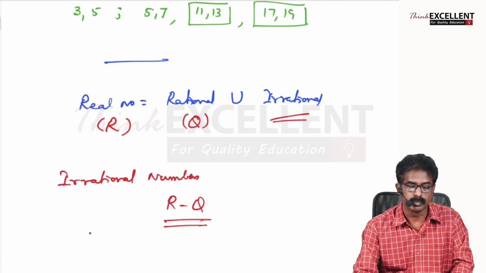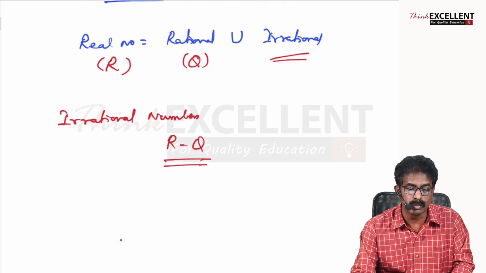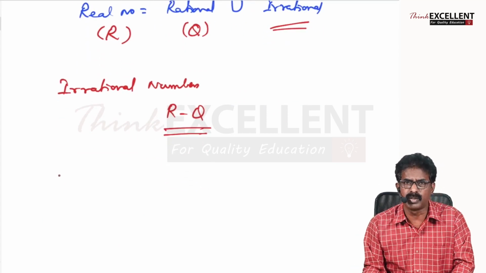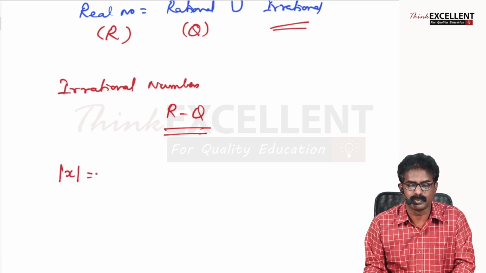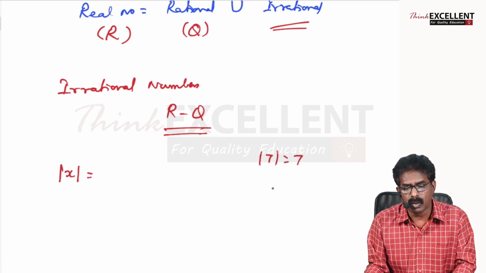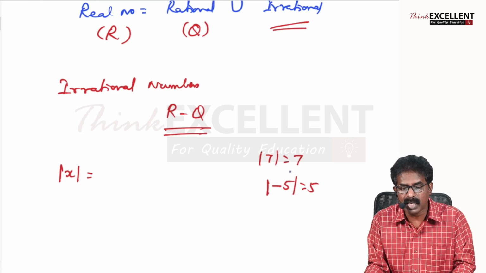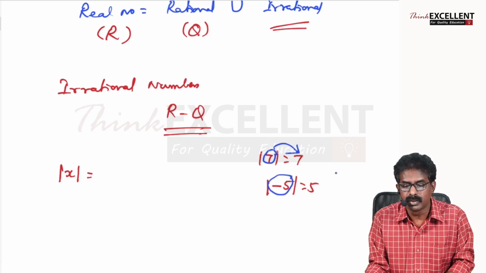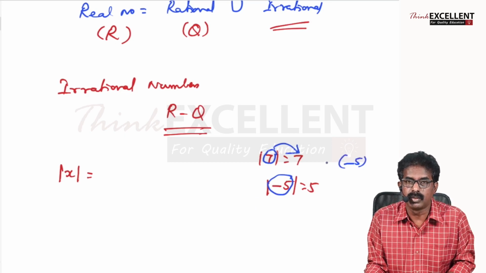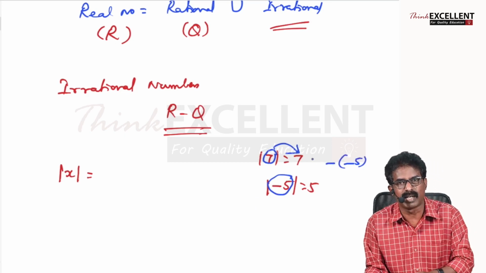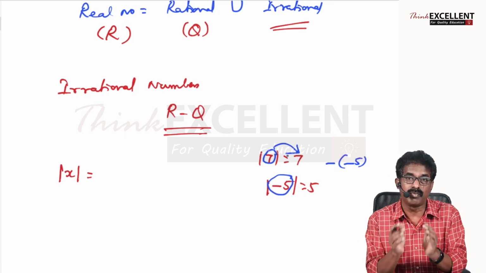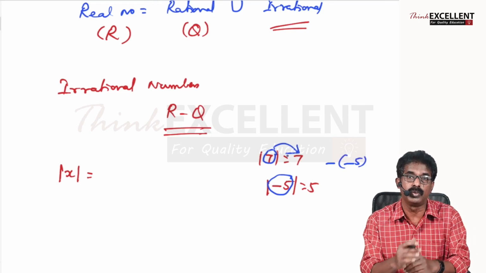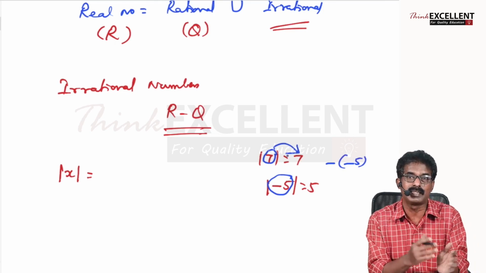Next, what I want to teach you is absolute value, how to find absolute value. That is the modulus value you would have studied in lower classes, right? Modulus x. What is modulus 7? It is 7. What is modulus minus 5? It is plus 5. If the number is positive, you write it as it is. If it is negative, like minus 5, you change the sign, that is, you put another minus in front. So minus and minus become plus.